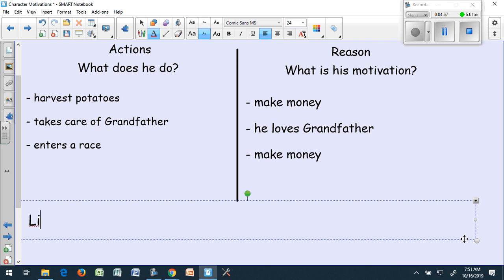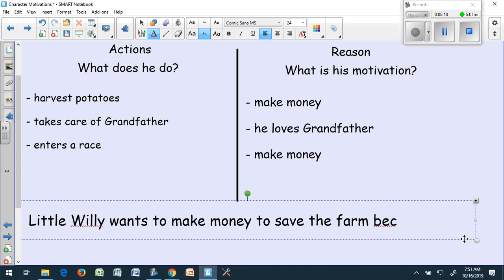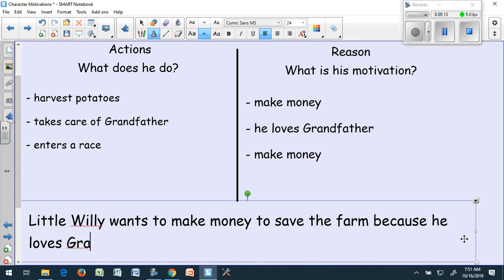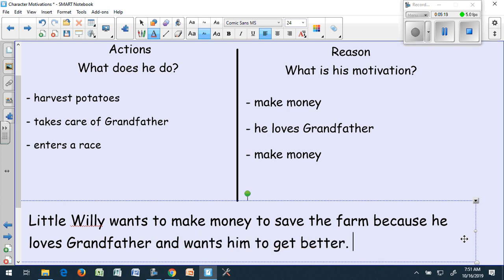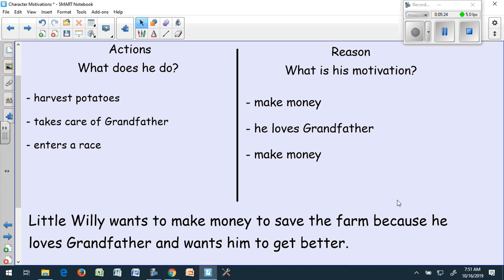So Little Willie, and you can write this down, you can pause the video when I'm done so that you have the whole sentence. Little Willie wants to make money to save the farm because he loves Grandfather and wants him to get better. I think that's the motivation behind everything that Little Willie does. He loves Grandfather and he wants him to get better.